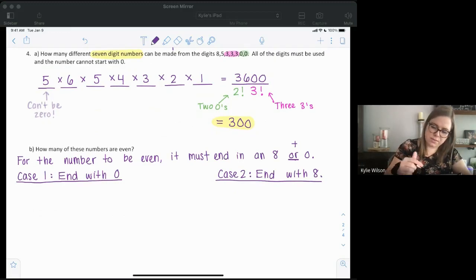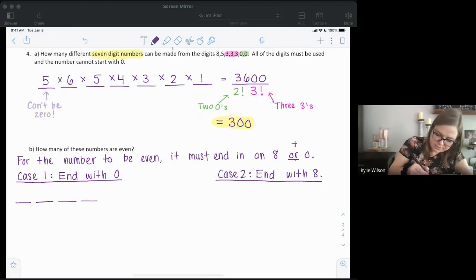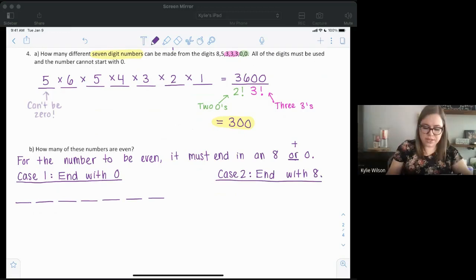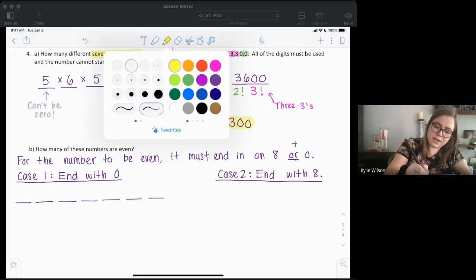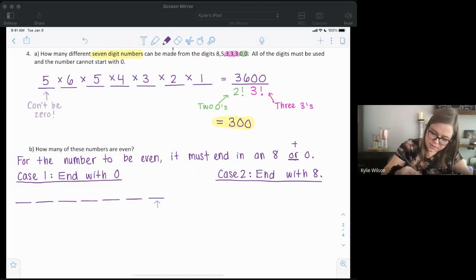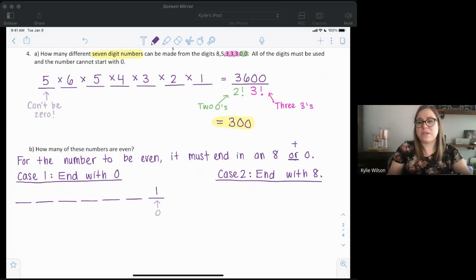So I'm just going to draw out my 7 spots. Now for this first one, the last one has to be a 0. So there's only one way that that can happen, right? I'm just going to pick one of the zeros and put it there. I'm not going to worry about switching up which zero is which. Because remember, we treat this as if all of them are distinct, and then we'll deal with them after if we still have identical elements. So I'm going to put a 0 there for sure.